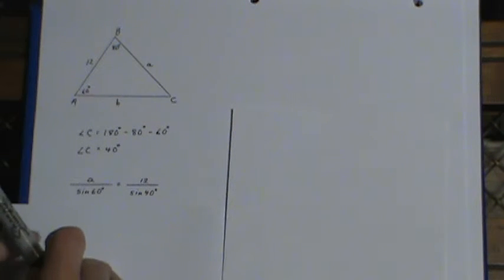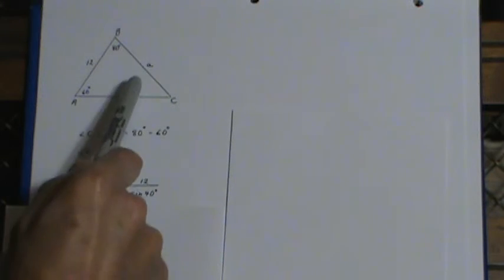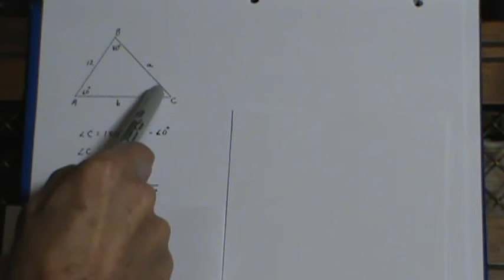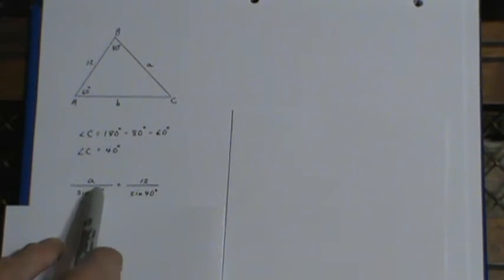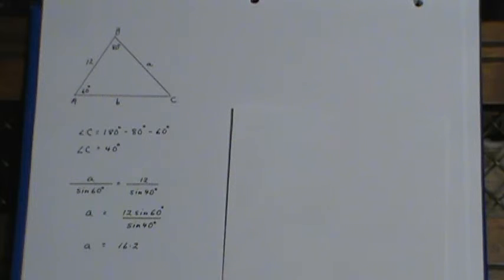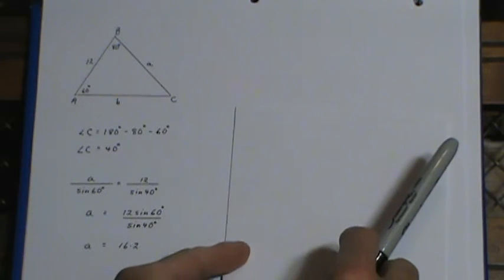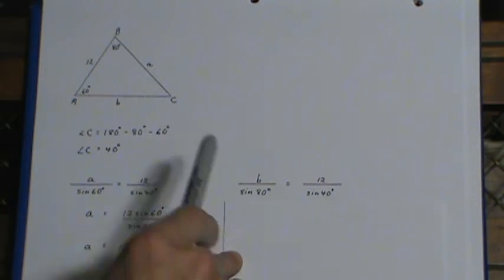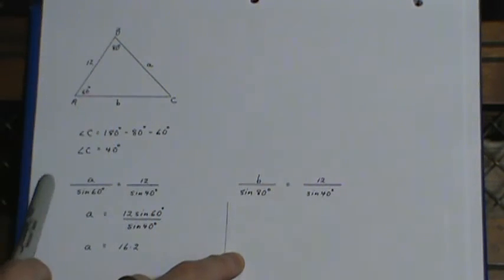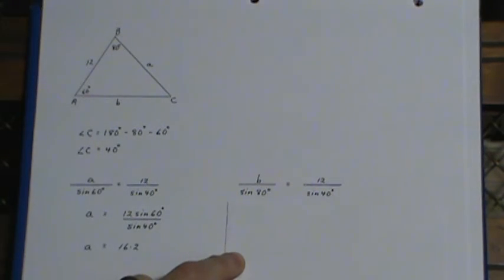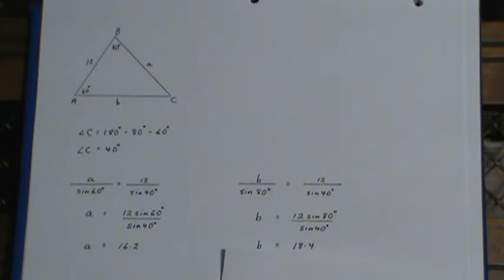I decided to solve for side A first, so I put A over sine 60 equals 12 over sine 40. And again, I just cross multiply, put it in my calculator, and I've got A. If you want side B, put the B on top. B over sine 80, again, equals 12 over sine 40. Cross multiply, and there's B.